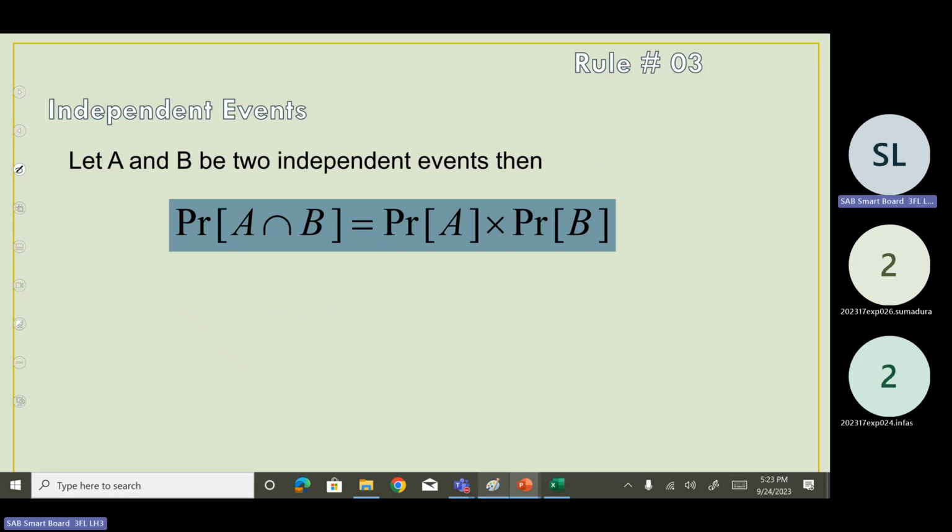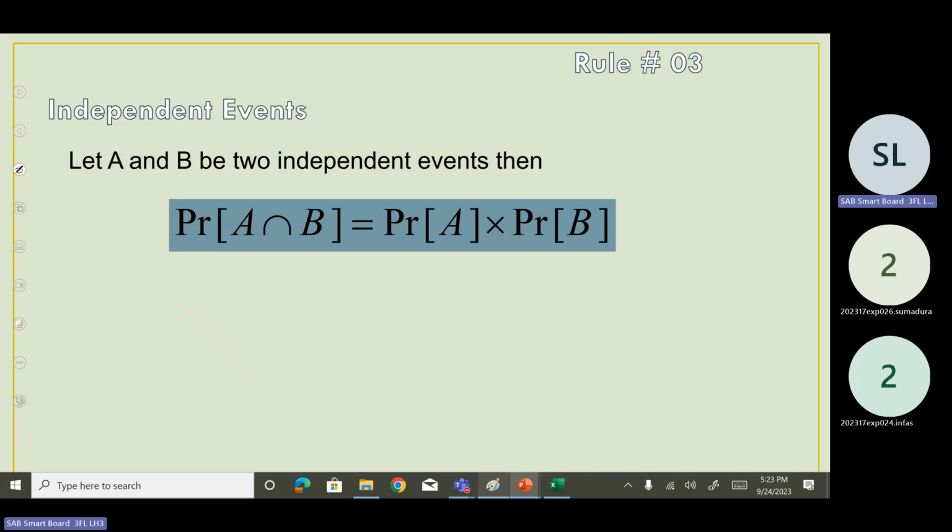So independent means what? First, let me give you an example. After that, we'll define independent. Now, say you are tossing two coins. One event you are defining as getting a head in the first coin. Other event you are defining as getting a tail in the second coin.